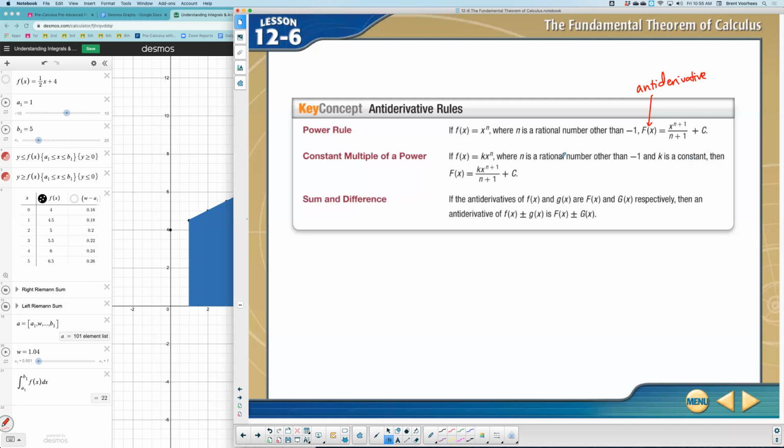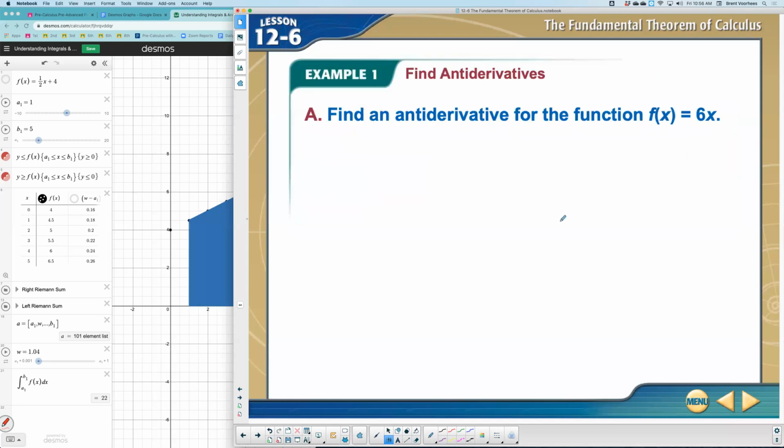So there are some rules here, as you see, that if you have a coefficient of k already in front and you want to find the antiderivative, you're still going to divide by the power plus 1, and you will raise the power. Okay, and also the sum and difference rule. If you have two functions, say f plus g, then the antiderivative would be the antiderivative of f plus the antiderivative of g, and so on. So let's take a look at some of these.